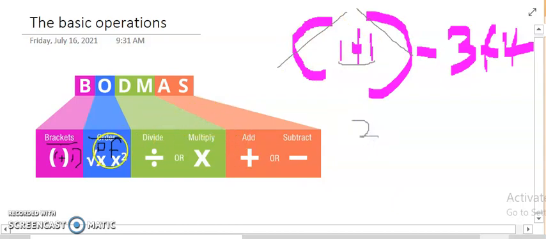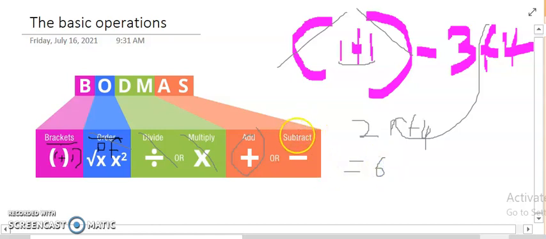Now, we don't have of here. We don't have divide here. We don't have multiply here. But we have addition here. So then we have to do the addition next. That means we bring the addition to the front. We don't do the subtraction. We do the addition, which will now be 2 plus 4, which will equal 6. And then the next thing, we have our subtraction. So we bring the subtraction with the negative sign over here, which will equal 6 minus 3.